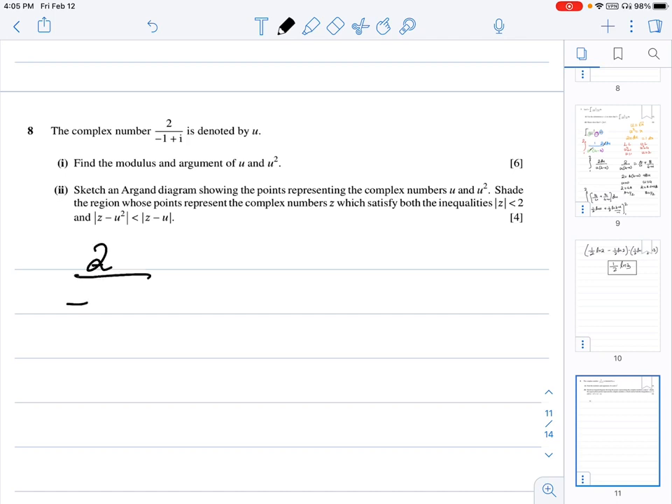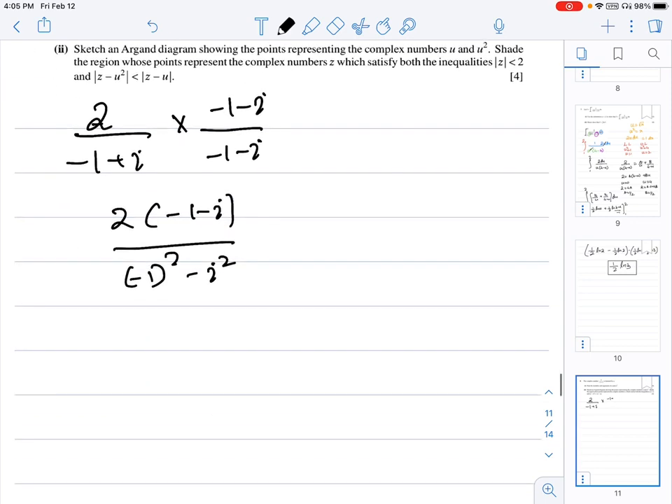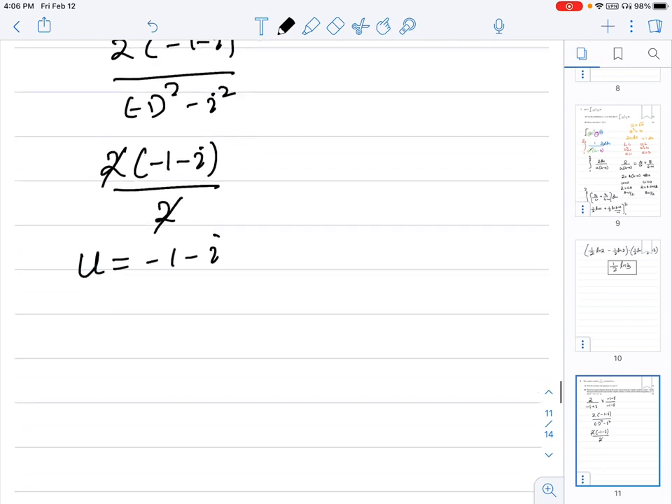2 divided by minus 1 plus i. So multiply and divide with minus 1 minus i. So 2 times (minus 1 minus i) by minus 1 squared minus i squared, which is 2 times (minus 1 minus i) by 2. The 2 cancels, so u is equal to minus 1 minus i.